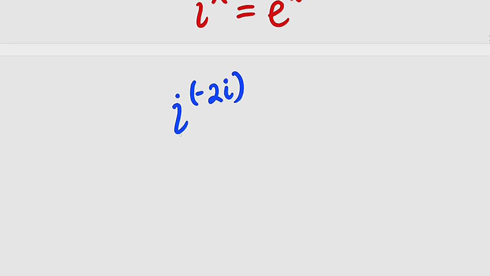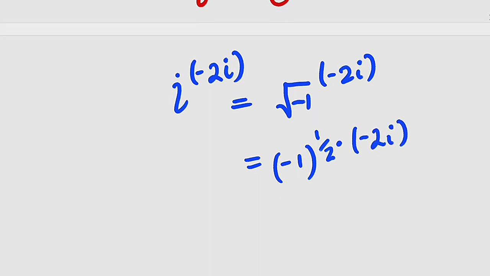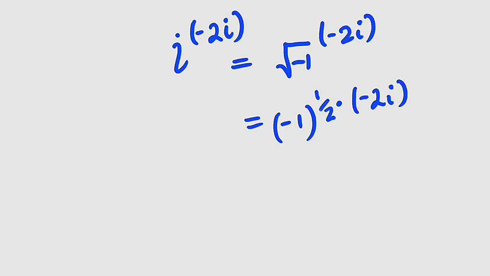But we know that i is the same thing as the square root of negative 1. So we can change this to the square root of negative 1 raised to the power of negative 2i. And this is equal to negative 1 to the power of 1 over 2, which is the same thing as the square root of negative 1, and we also multiply by negative 2i. And we know that negative 1 is the same thing as e to the i pi, right?